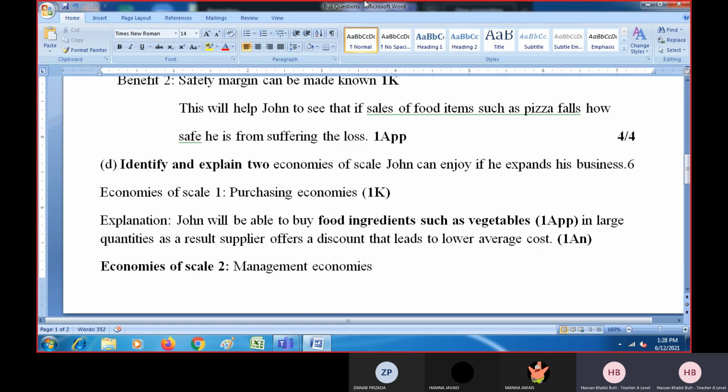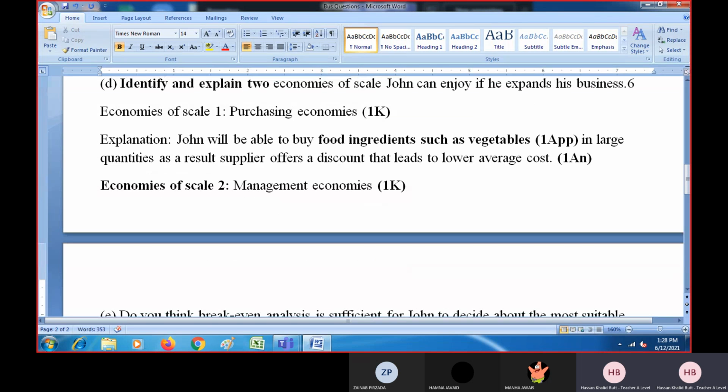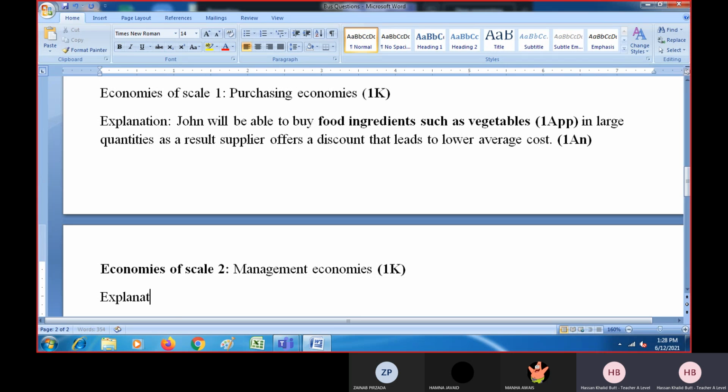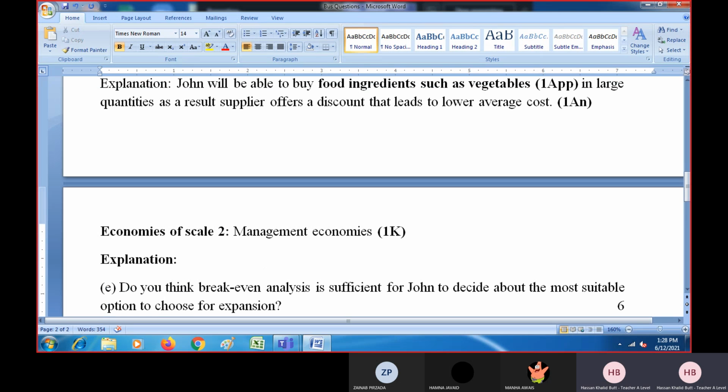So, as soon as you write management economies, you will get mark for the knowledge here, right? You will get mark for the knowledge here as well. So now it is 4 out of 6, right? And then they will provide you, let me just bring it down. Yeah, there. Now explanation. What will be the explanation? Let's see. And it's easy as you just told me, so I will. But we need to use the context as well because there is one more mark for the application as well, right? So we need to be careful about it as well.